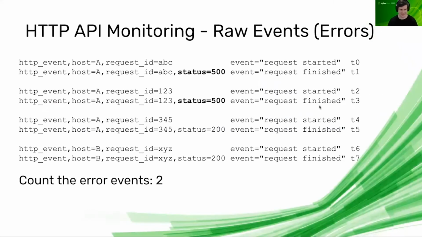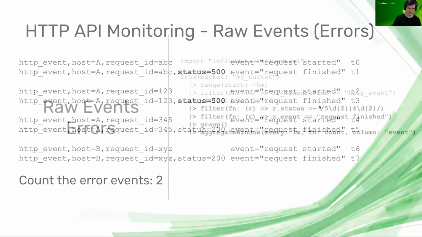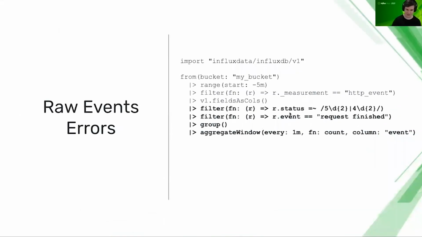And in the case of errors, we do the exact same thing. We look for things that are non-200 status, count those, and send those on to the rest of the pipeline. So the only thing that changes here is we add this check for non-200 statuses.